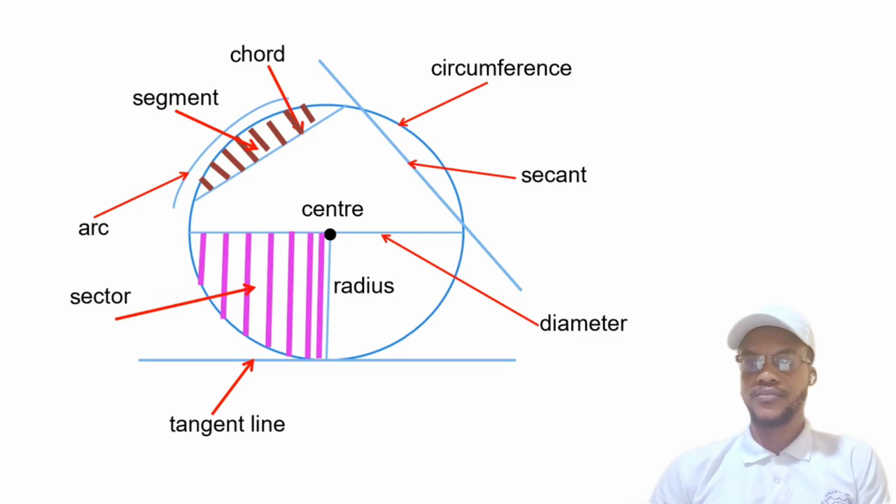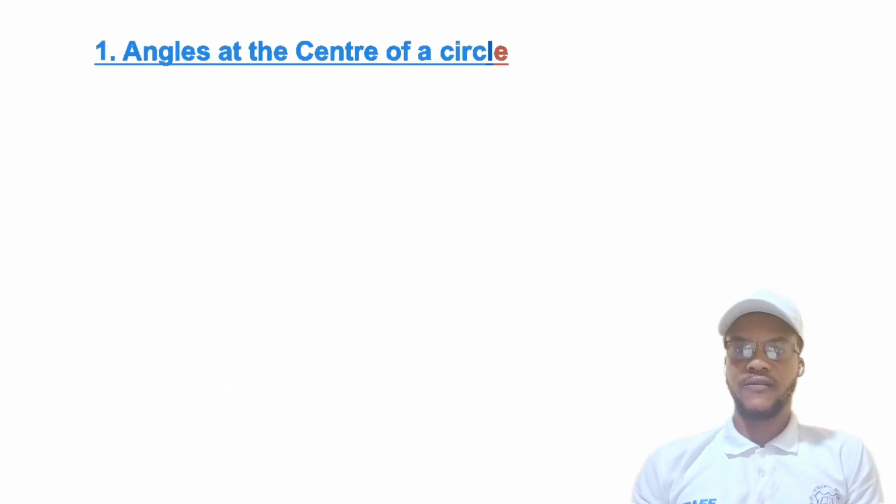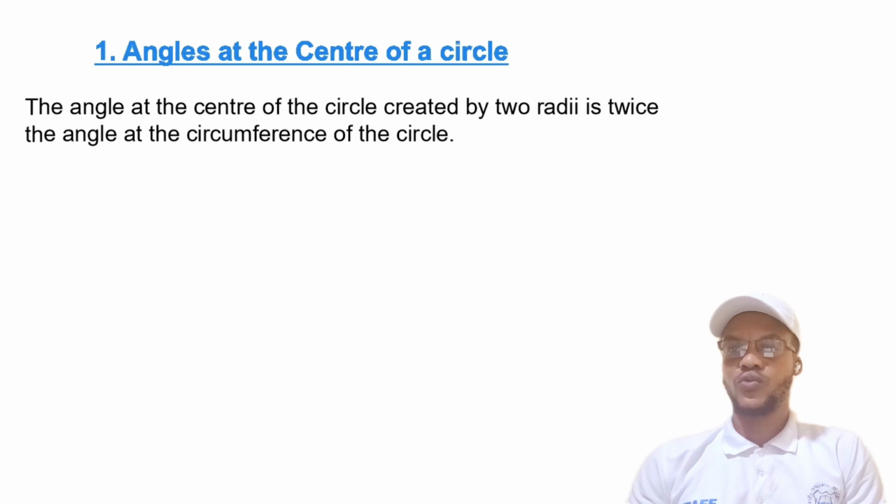All right, so let's look at the first property. We have angles at the center of a circle. So what does this property say? In this property, we are saying that the angle at the center of the circle created by two radii is twice the angle at the circumference of the circle. So if two radii create an angle at the center, then it should be equal to twice the angle it will create at what?